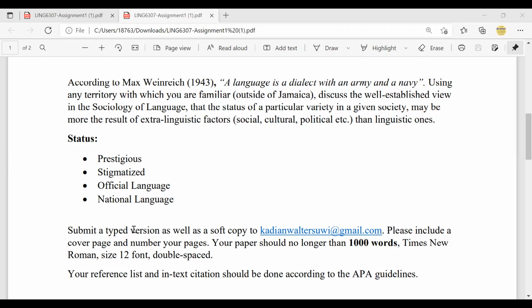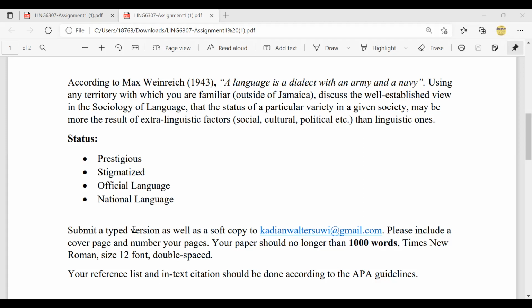So you're gonna choose a territory or a language situation, and you're gonna choose a language demonstrating how it became prestigious or how it became stigmatized, how it became an official language or a national language based on extra linguistic factors rather than linguistic ones. So you're demonstrating that it's not so much about the structural components of the language, why it is seen as prestigious, but it's more so about how people feel about the language and its speakers.